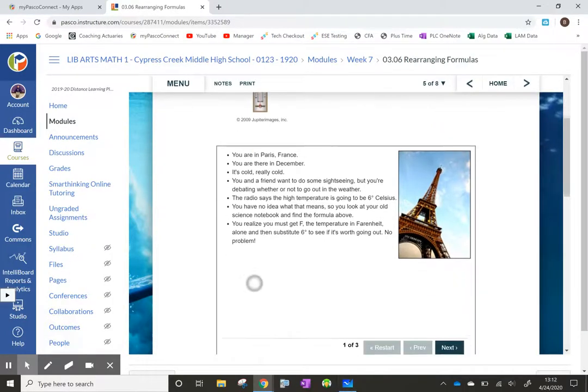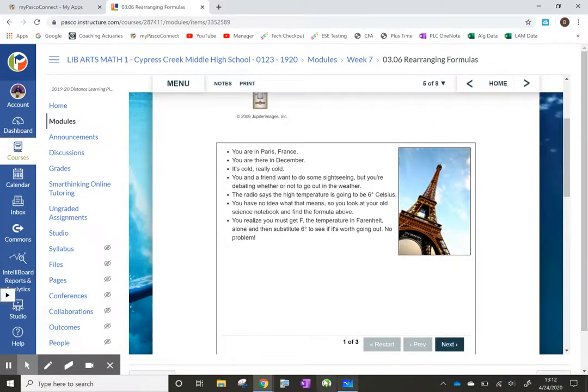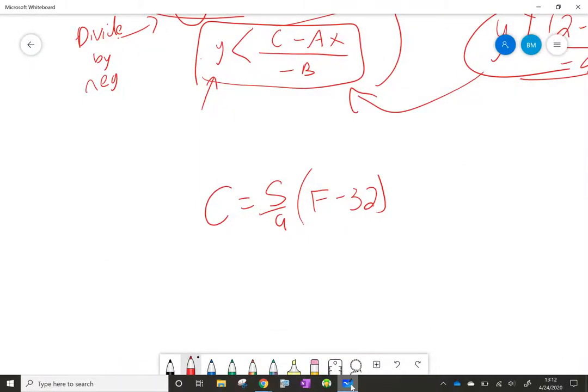So it goes through this problem. It tells you that this guy knows that he's in Paris and they go by Celsius. He knows it's 6 degrees Celsius. So he wants to figure out, I'll just put C, right? 6 degrees Celsius. He wants to know, what is this in Fahrenheit? Okay, so we're going to rearrange the formula and then we'll plug the 6 in, right?